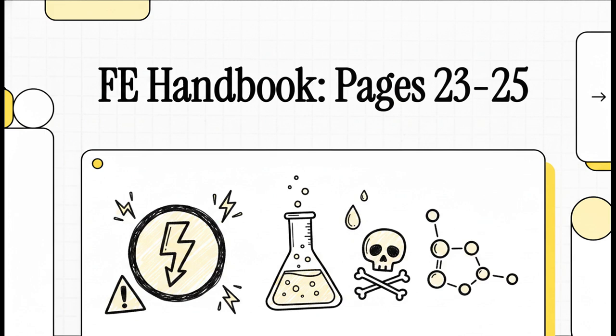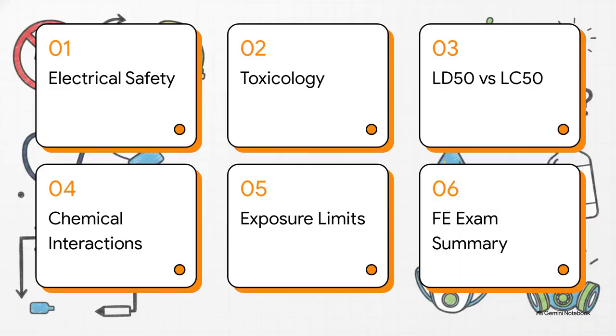If you want to maximize your test score and completely avoid those common exam traps, well, you're in the exact right place. Here's our roadmap for today. We'll hit electrical safety, toxicology and dose response, the LD50 versus LC50 differences, chemical interactions, exposure limits, and then a high-yield summary. This maps directly to the checkpoints you need for the exam, so let's get right to it.